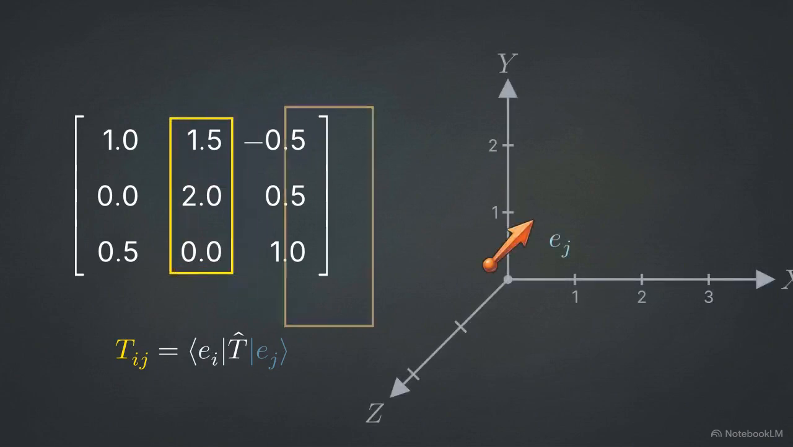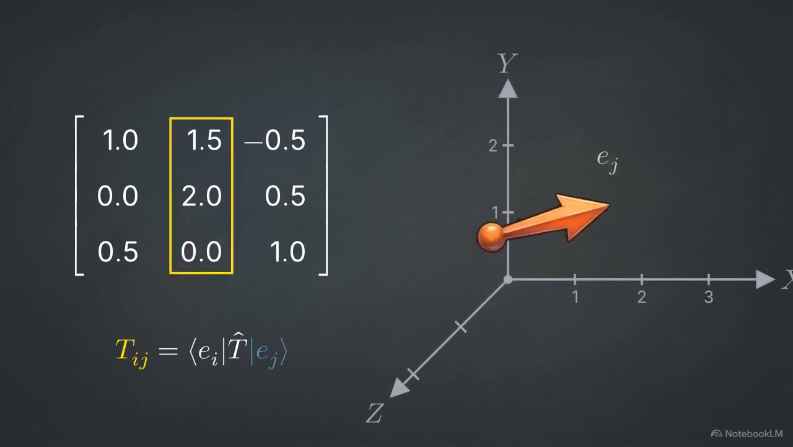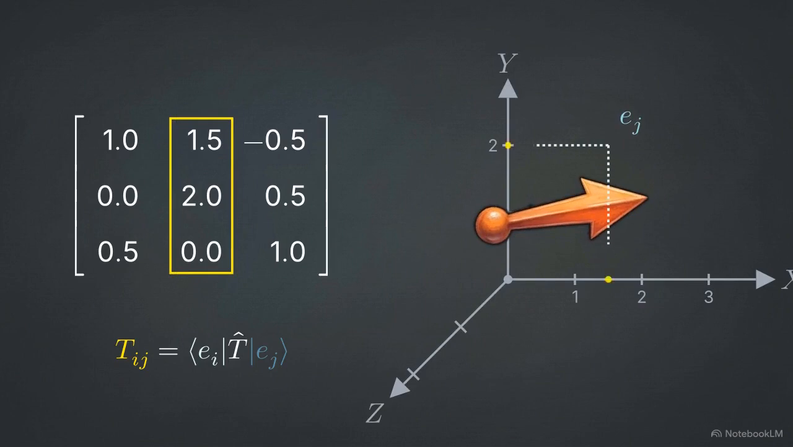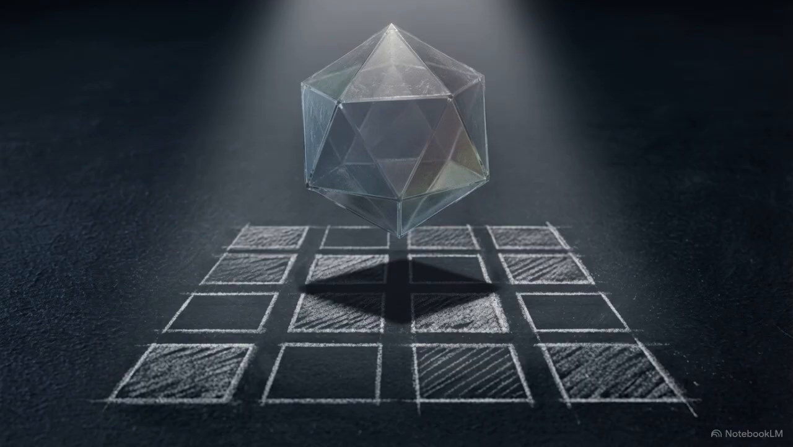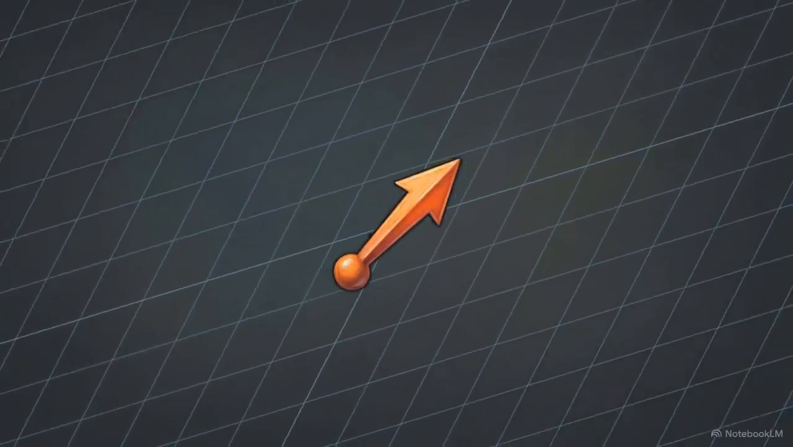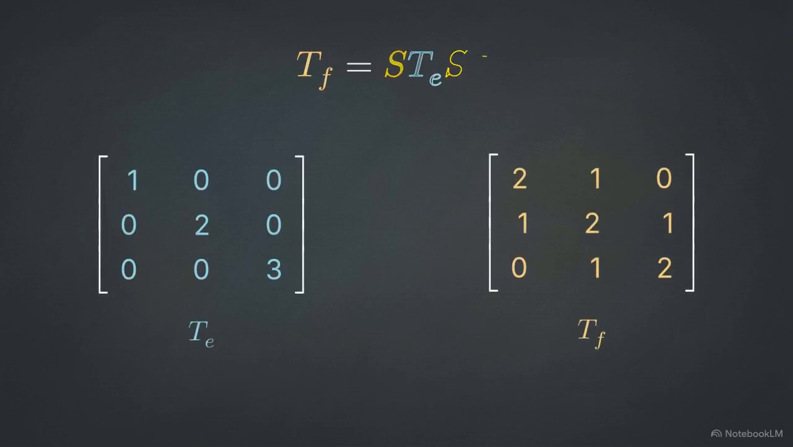Notice the geometry of each column. The jth column of the matrix tells us precisely where the jth basis vector lands after the transformation. The matrix serves as a numerical shadow cast by an abstract operator onto a specific set of coordinates. This highlights the concept of basis dependence. Even when we shift and rotate the underlying grid lines, the physical arrow remains untouched. The exact same physical operator results in different matrices depending on the chosen basis.